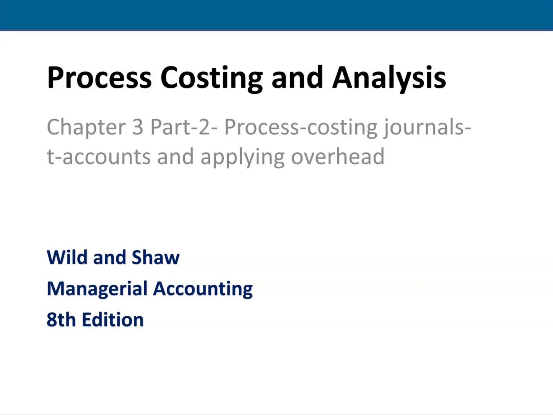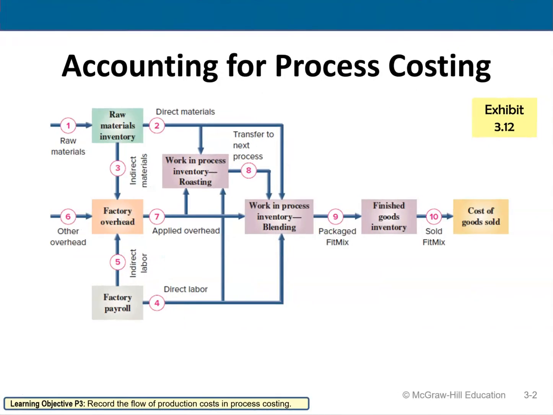Chapter 3, Part 2. Now what we're going to do is process costing journals and T accounts, which I always like to do when you're doing so many journals and you're trying to figure out balances, and how to apply overhead based on percentage of labor. So this is kind of a good diagram.